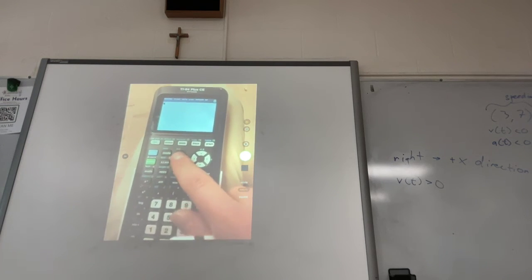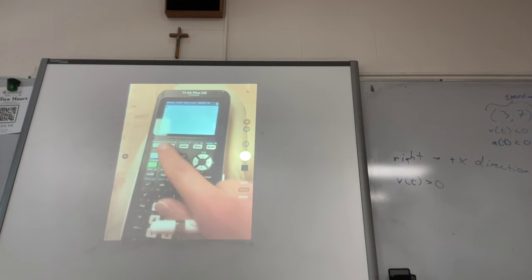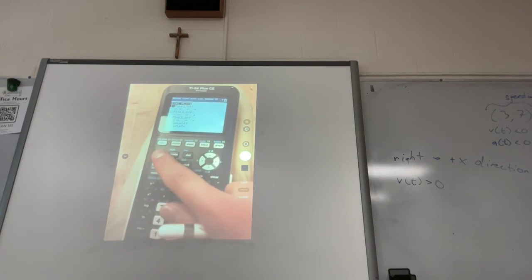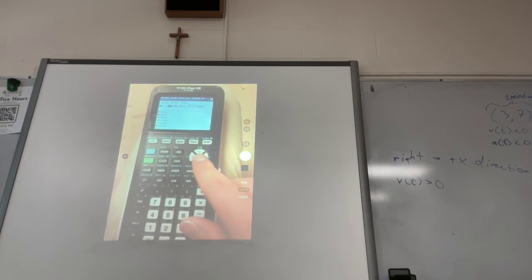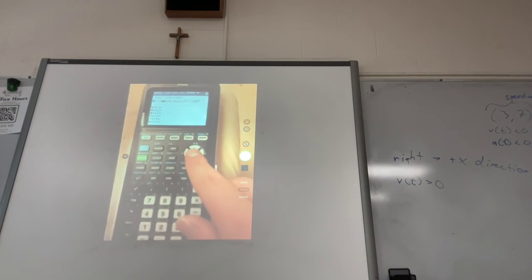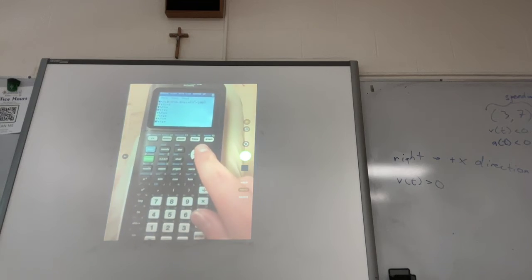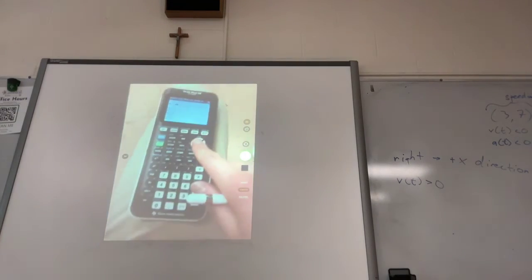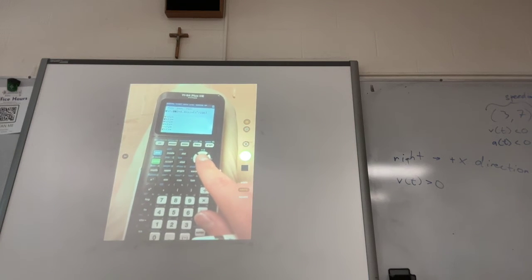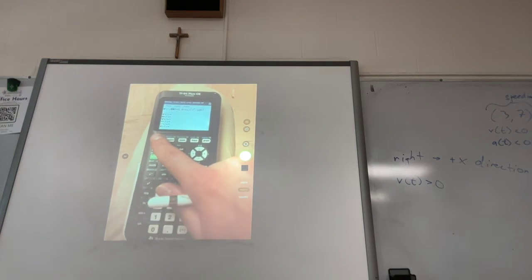Alright, so we want to take the derivative. Did you want to type it in the second function? I didn't, because they just want f prime, right? Okay. Right, so I want the derivative of y1 at x equals 7. How do I put it in?